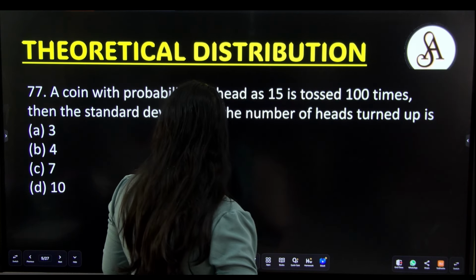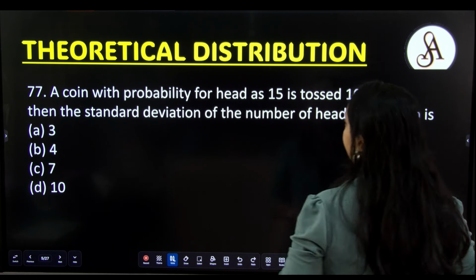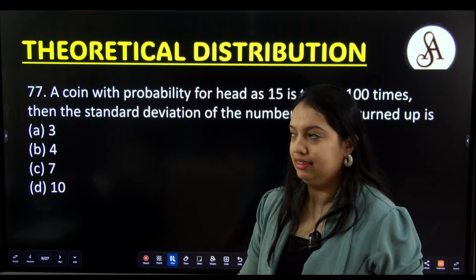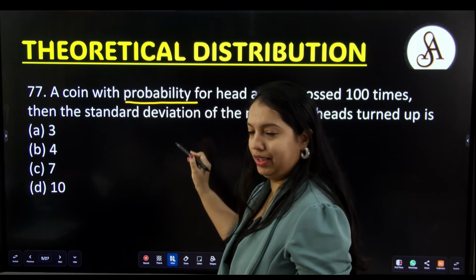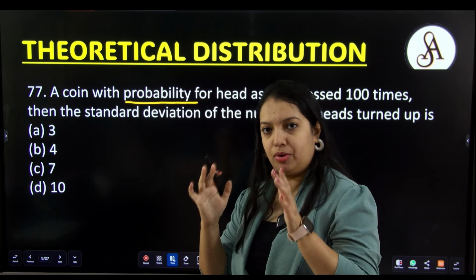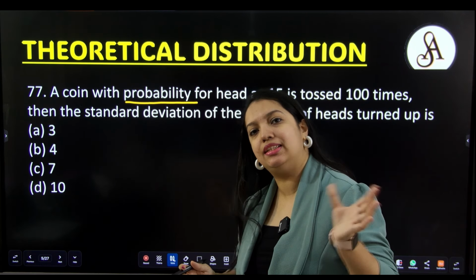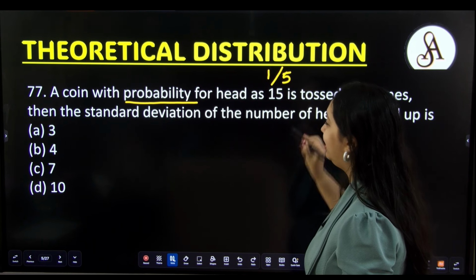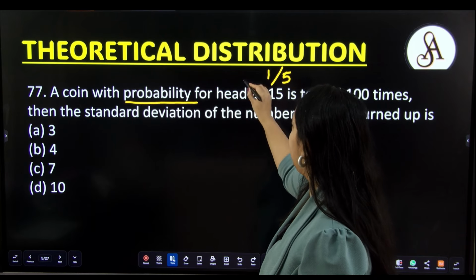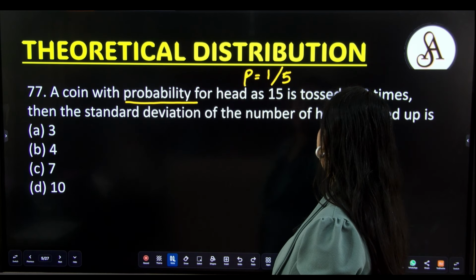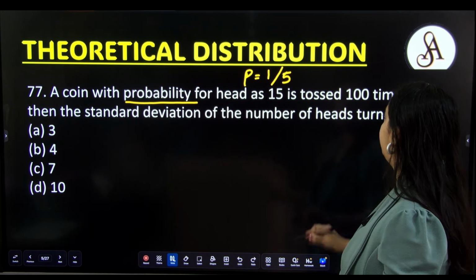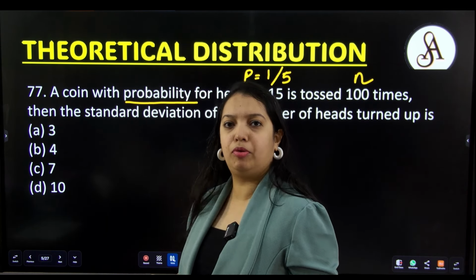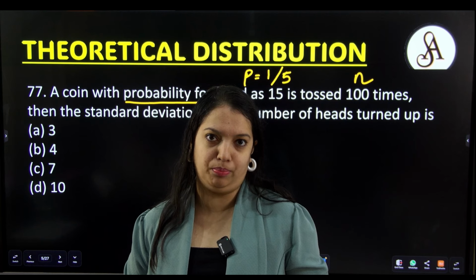Next question. A coin with probability for head is 15. There is a printing mistake in this. Probability value cannot be equal to 15. Probability value always lies between 0 to 1. So the printing mistake could be it is 1 divided by 5. So if p value is equal to 1 divided by 5, when the coin is tossed for 100 times, n value is 100. Remember, all coin problems are binomial distribution problems.